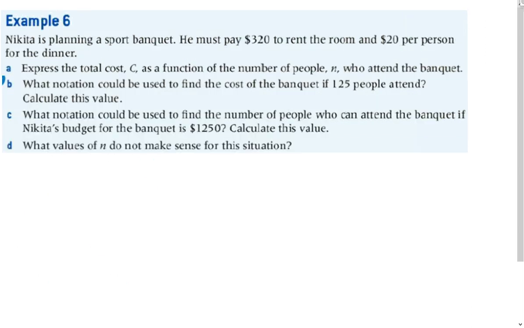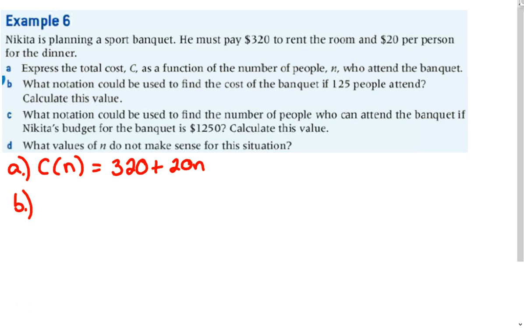Second story problem. Nikita's planning a sport banquet. He must pay $320 to rent the room and $20 per person for dinner. Express the total cost as a function of the number of people who attend the banquet. So they're telling you which variables we're using. My cost depends on how many people attend, so we're going to find C of n. So C of n equals, no matter what, it costs them $320 to rent the room, plus $20 per person, so 20 times n.